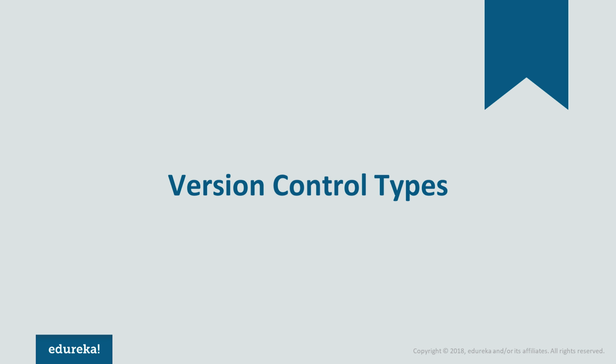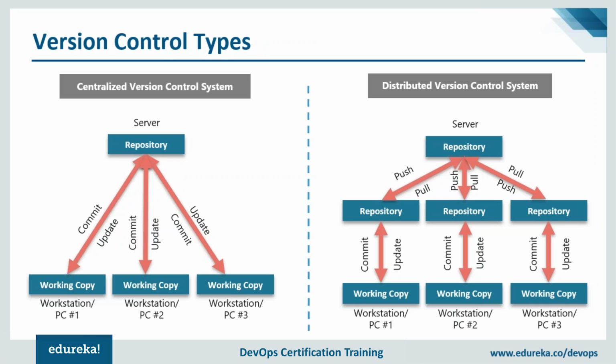Now, let's get into the different types of version control systems. There are three types: the local version control system, the centralized version control system, and the distributed version control system. The local version control system is where many developers are working on the same version. Now, coming to the centralized version control system, it consists of a central server.